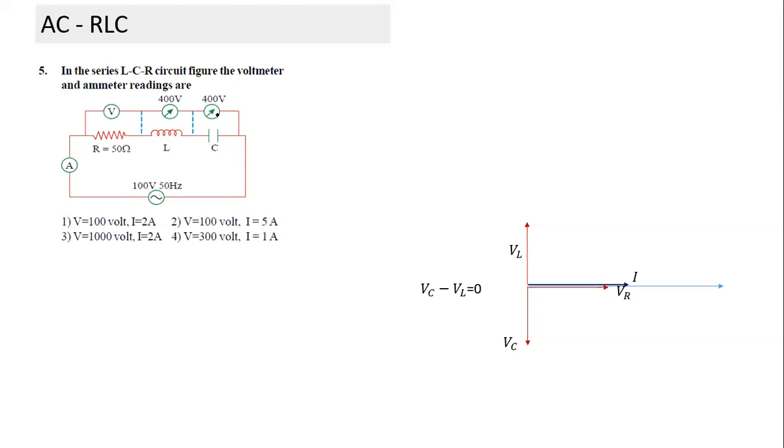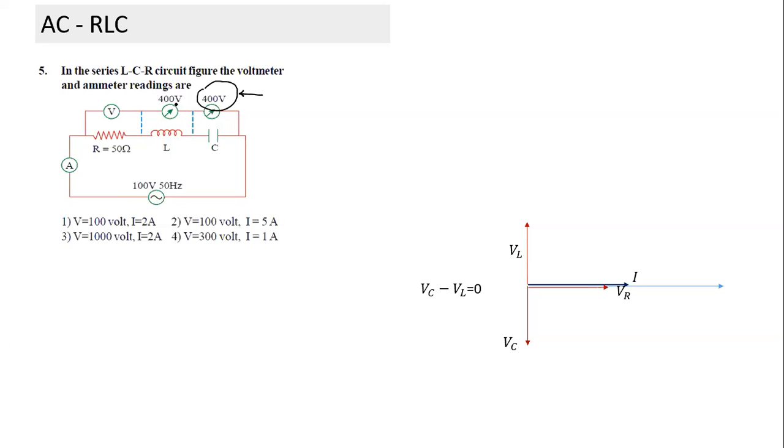Now see this question, what does it tell? With this right one, this voltmeter is connected across voltage. This voltmeter is connected across capacitor. This is connected across VL. So what does this reading of 400 volts indicate? What does this 400 volts indicate, Neha? Can you tell me what these two readings indicate?